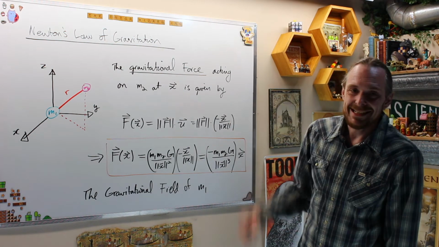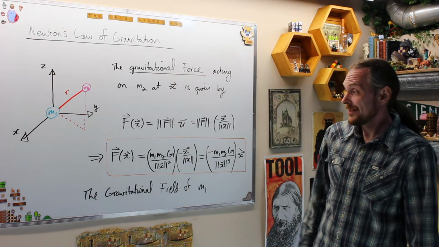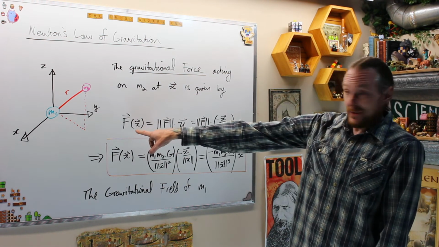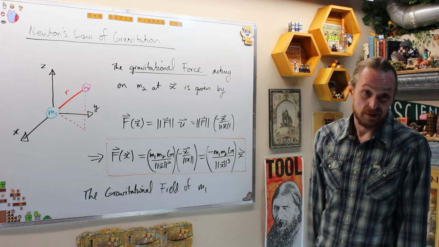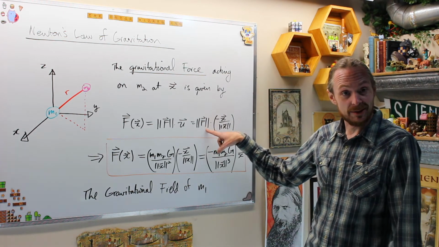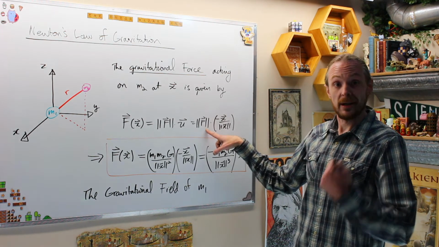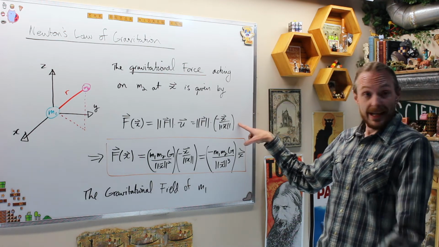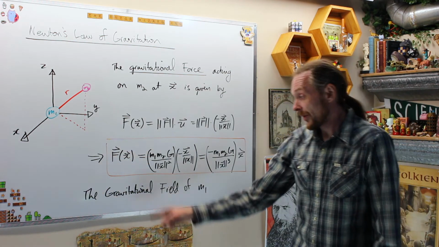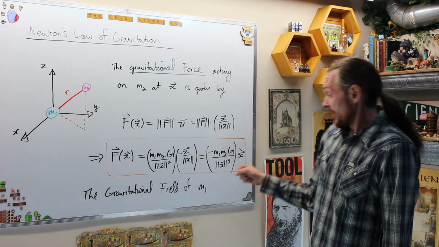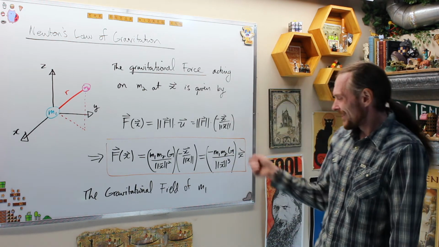Putting that all together, what we see is the gravitational force acting on m2 at position x is given by that force field, which is the magnitude of the gravitational force times a unit vector in the direction of that force. We know the magnitude by Newton's law of gravitation: m1 times m2 times the gravitational constant over the radius squared, times that unit vector, which was negative x over its length, which is also our radius. Putting that together, we get that the gravitational force field of object 1 is negative m1 m2 times the gravitational constant over the radius cubed times that vector x.